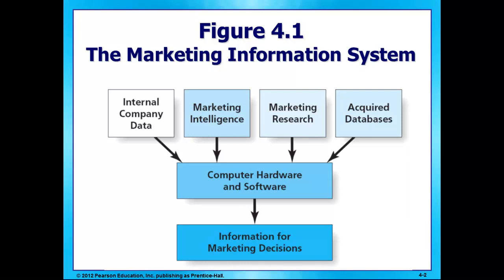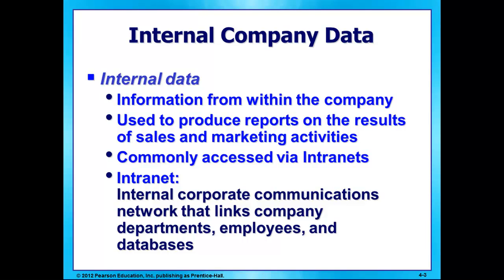We need to access important sources of data that you see across the top. That data is then linked to hardware and software in order to access the data to make useful decisions. Of the types of data that are available, companies always start with internal data, information within the company. For example, some of this internal information might include sales histories over the course of the company's time that it's been in business. And all of this data is usually linked to some sort of a company intranet, an internal corporate network that allows employees to access important databases.